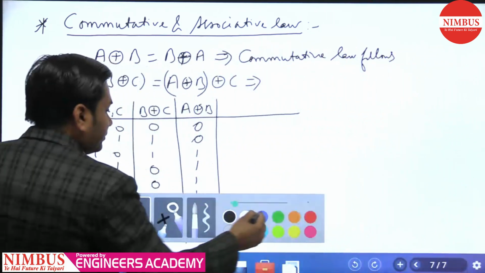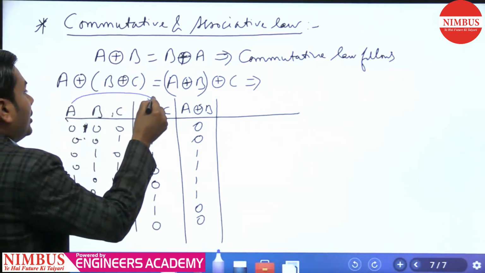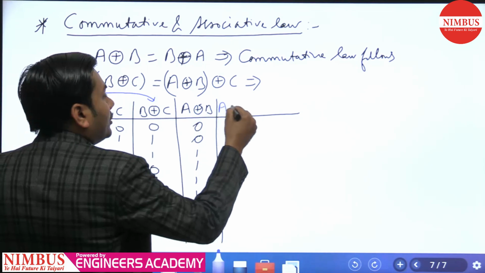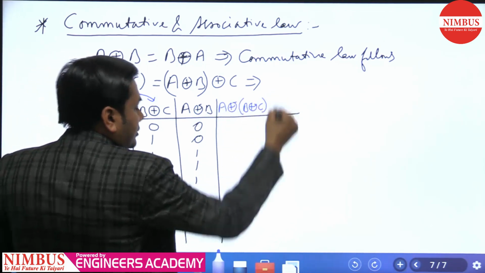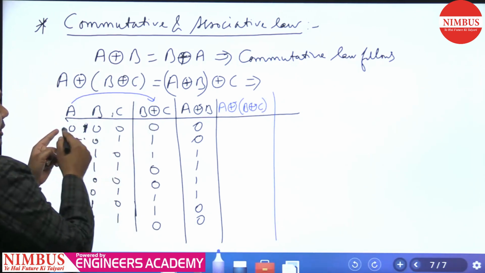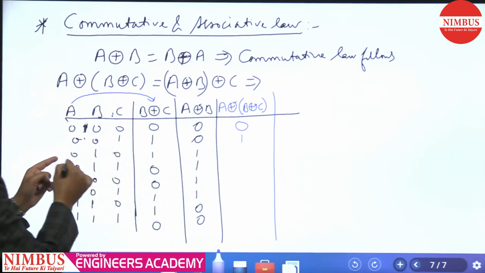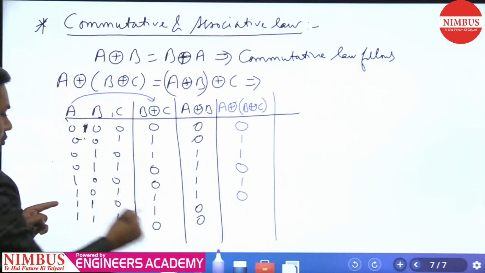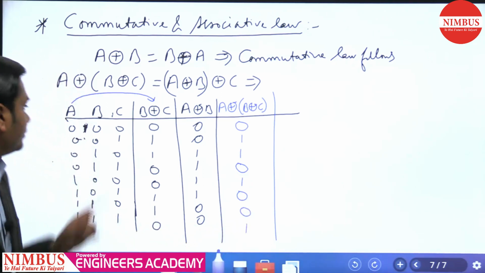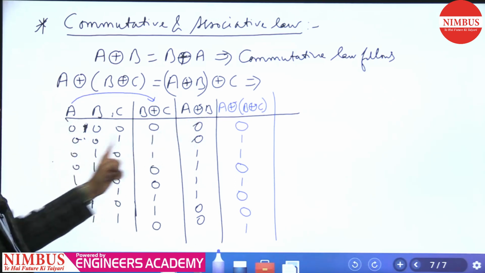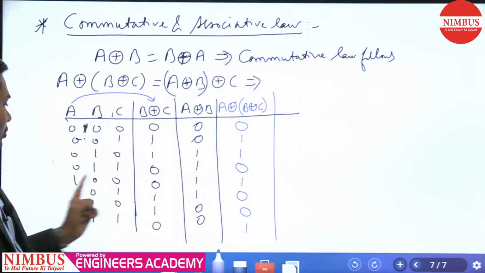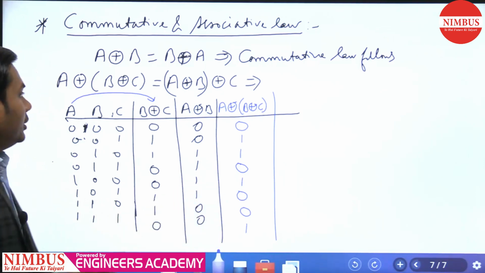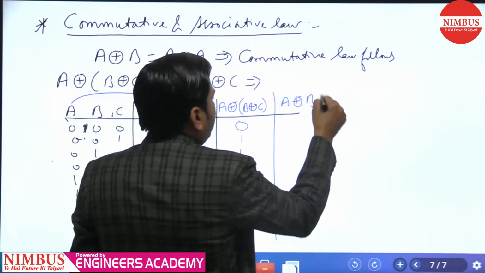Now if we are performing A XOR B XOR C, that means this one, then it will be A, B XOR C, 0 1 1 0 1 0 0 1, right? Now we have A XOR B XOR C.